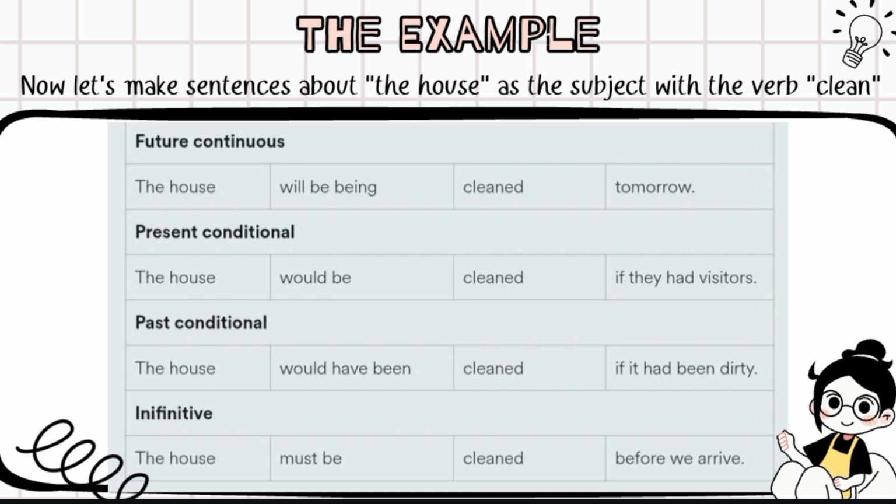And then future continuous is will be being. Present conditional is would be. Past conditional is would have been. And infinitive is used must be. You can check this carefully.